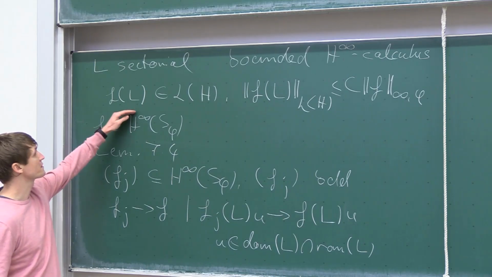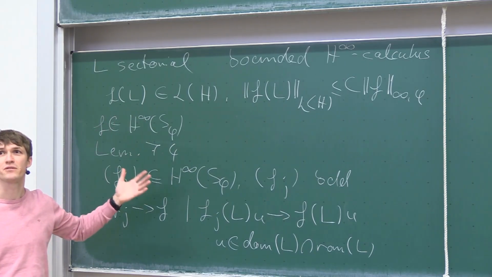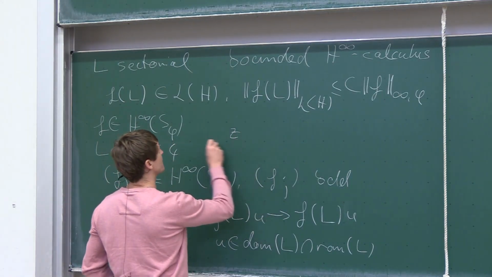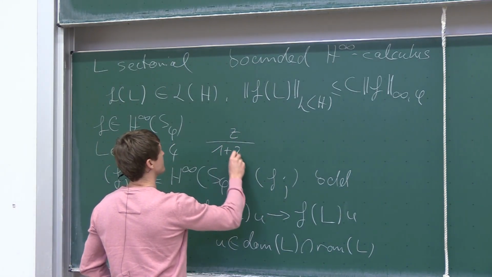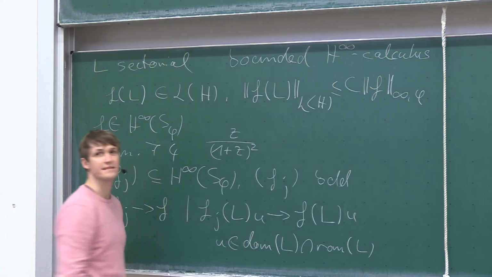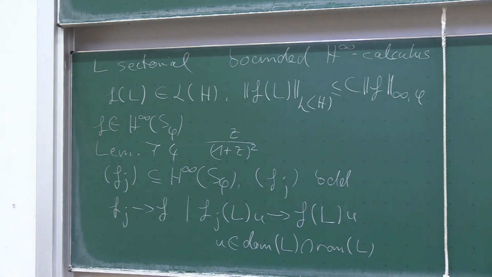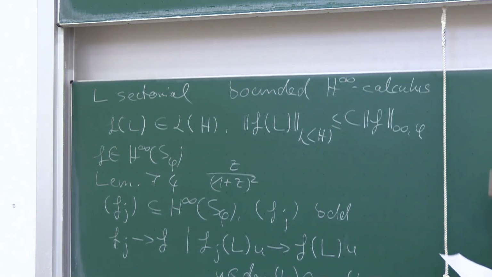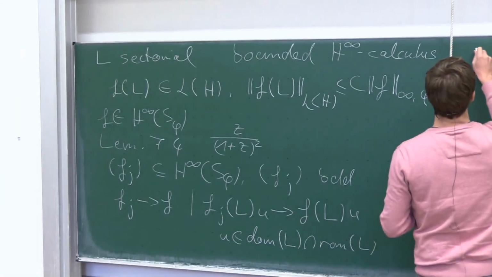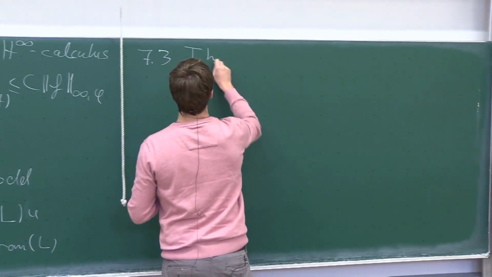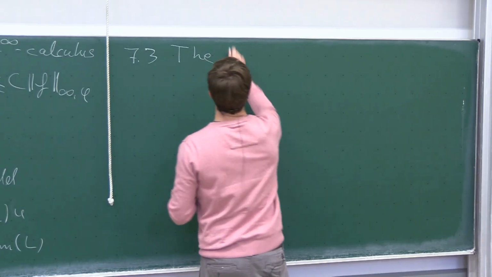And this was also important in order to define f of L for bounded holomorphic functions, because otherwise we cannot use this regularizer, which was given by z over z plus 1 plus z squared. Okay, and then I showed you some examples, and now I would like to continue with the most important example for this lecture, which is Section 7.3 about the H-infinity calculus of m-accretive operators.